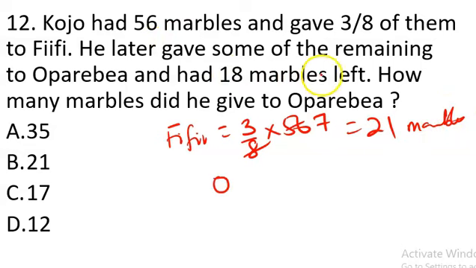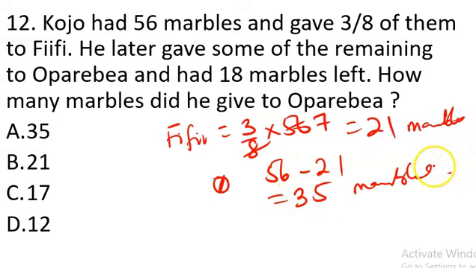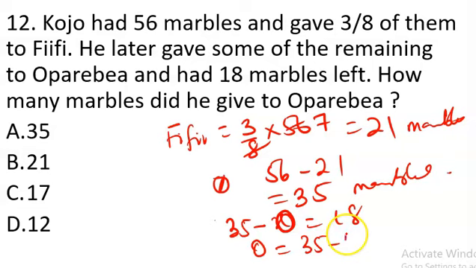He later gave some of the remaining to Oparabia and had 18 marbles left. So after this, 56 minus 21, we have 35 marbles. And out of this 35, he gave some to Oparabia and then had 18. So 35 minus X, or O, that's Oparabia, is equal to 18. If you want Oparabia, it will be 35 minus 18, which is 17. So the answer is C.